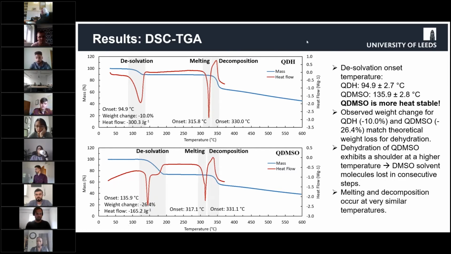And melting and decomposition temperatures occur at very similar temperature for both the dihydrate and the QDMSO, and also match with the melting and decomposition temperatures for quercetin compared to literature.